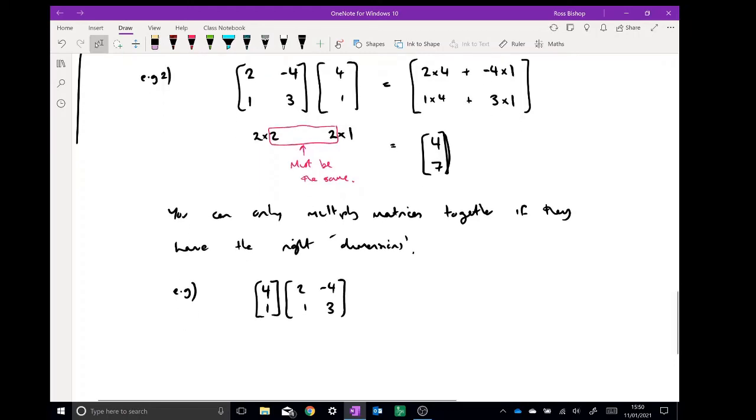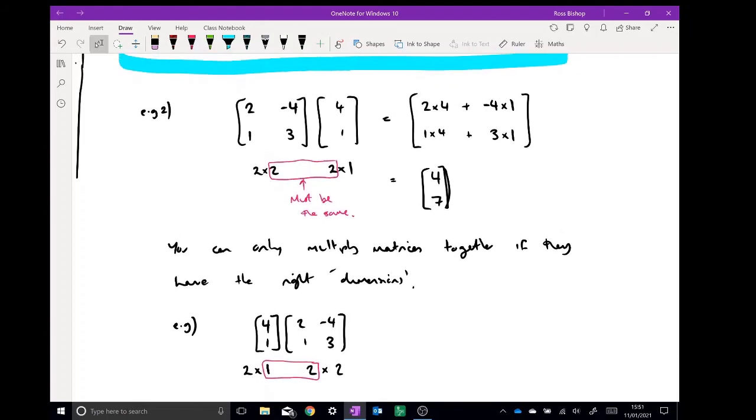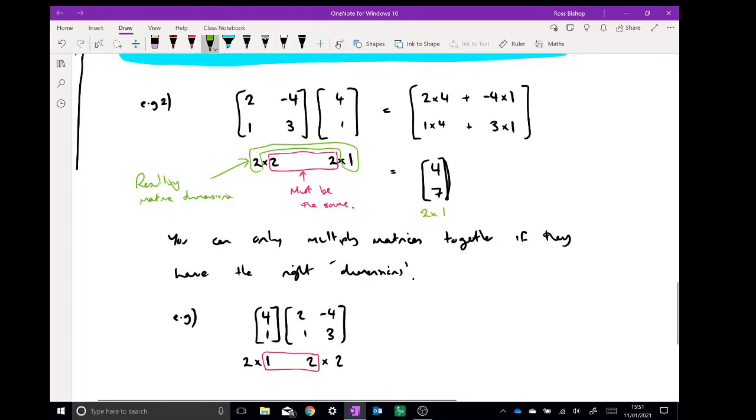This is not computable because that's a 2 by 1 matrix, this is a 2 by 2 matrix. These two values here, these two dimensions are not the same, therefore we cannot multiply the matrices together. Now if they are the same, like up here, this is the resulting matrix dimensions, which is useful. Okay, so this is a 2 by 1. It's the resulting matrix dimensions.